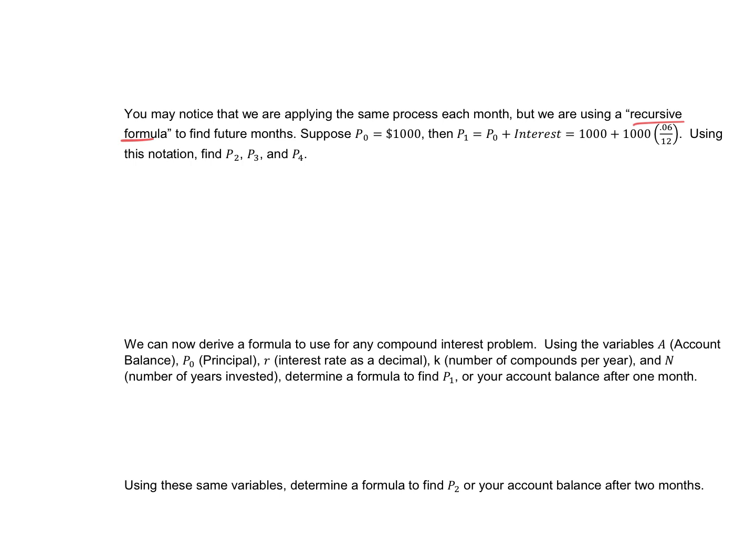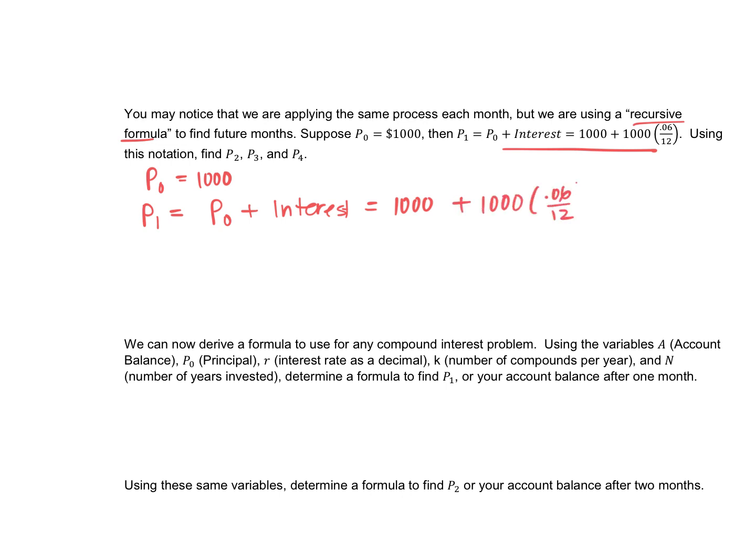So we could say that we know that we have our P naught, and so then P1 is equal to that first initial amount plus the interest. We already know that part. I'm just copying this going on here. And so we know that it's going to be equal to that 1,000 plus 1,000 times 0.06 over 12. So then for our P2, this is going to be equal to our P1, the previous guy, plus that P1 times 0.06 over 12.